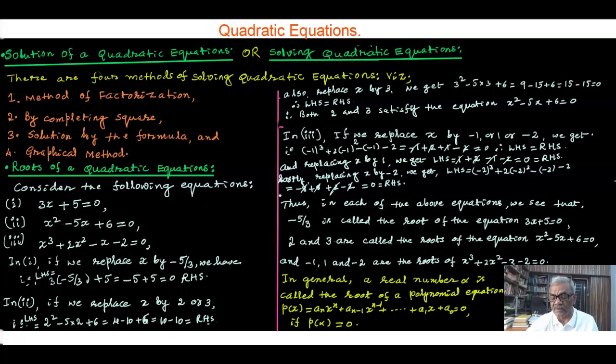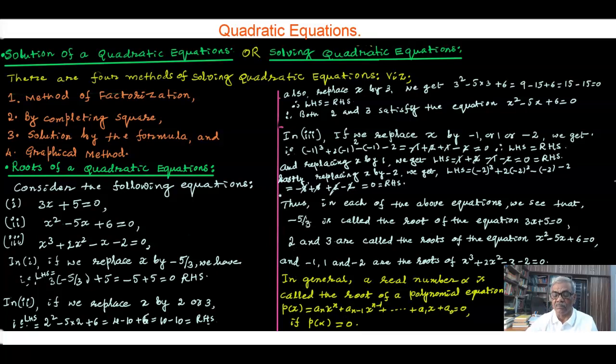And thus in general a real number alpha is called a root of the polynomial equation p(x) equal to an x raised to n plus an minus 1 x raised to n minus 1 plus etc plus a1x plus a naught equal to 0 if p of alpha, that is the value of the polynomial at alpha, must be 0, then we call that real number alpha a root of the polynomial equation.